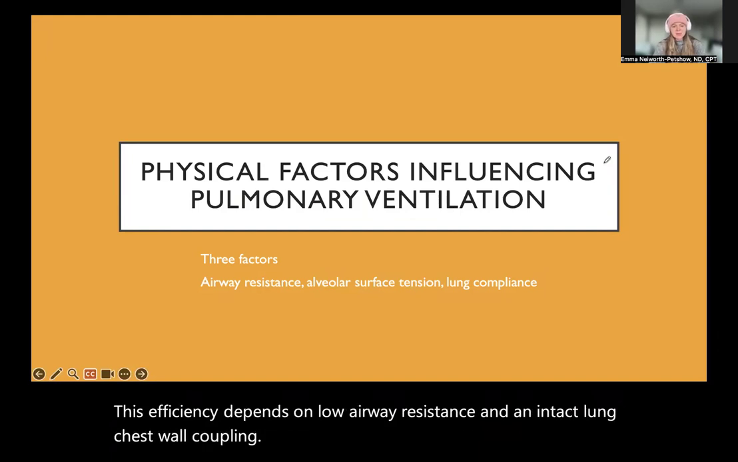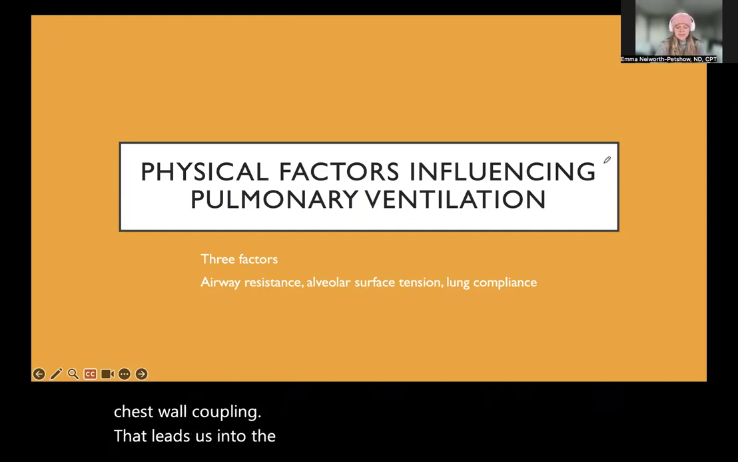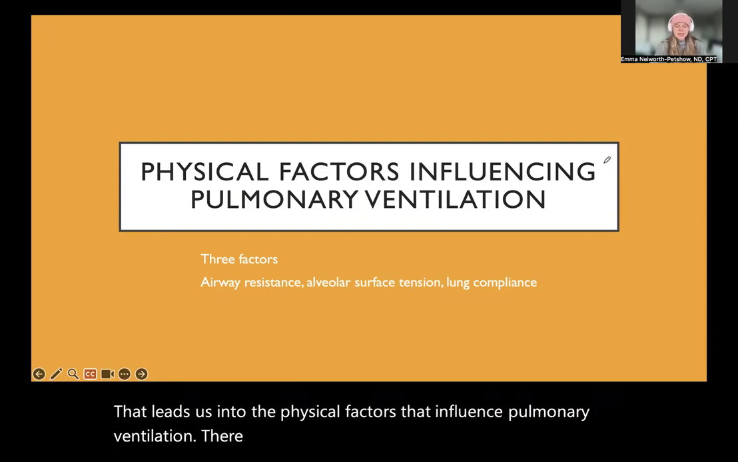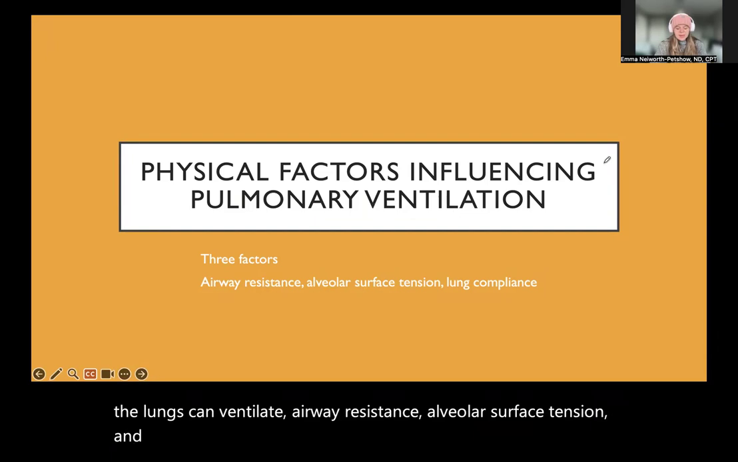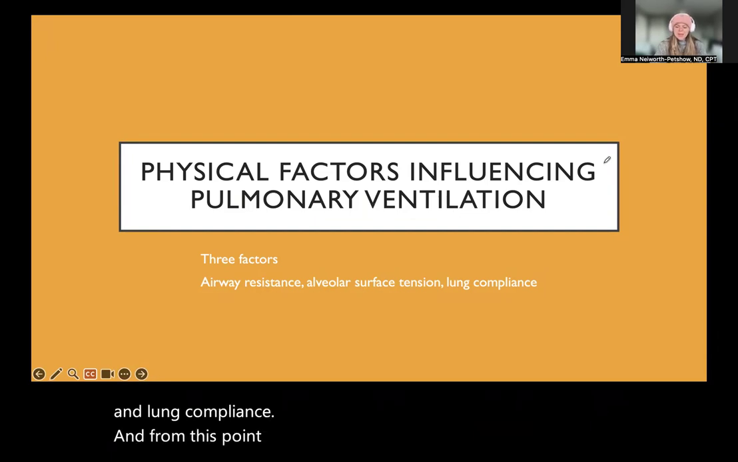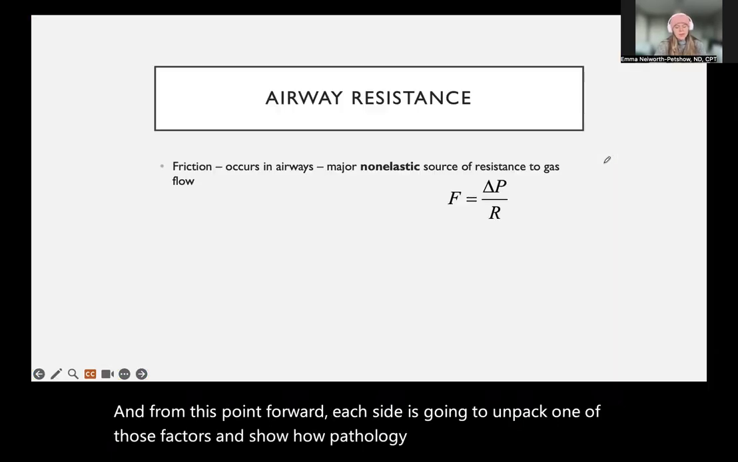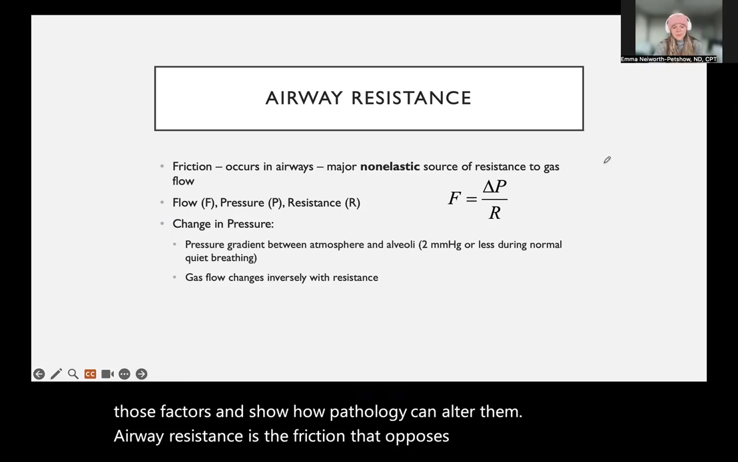That leads us into the physical factors that influence pulmonary ventilation. There are three factors that can determine how easily the lungs can ventilate: airway resistance, alveolar surface tension, and lung compliance. And from this point forward, each slide is going to unpack one of those factors and show how pathology can alter them. Airway resistance is the friction that opposes airflow.